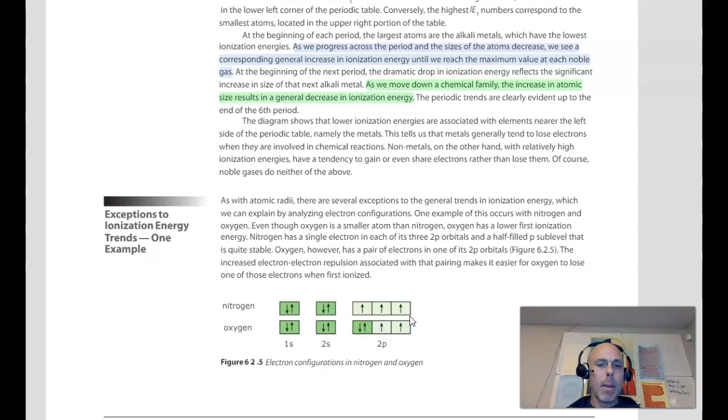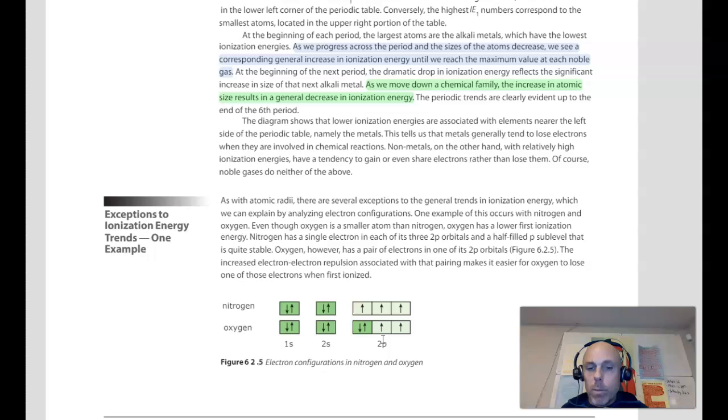It's pretty stable to have a half-full sublevel, to have electrons in their own orbital spread out. Oxygen, though, compared to nitrogen, has 2 electrons in the same orbital that are in a relatively confined space together and are exerting quite a bit of repulsive force on each other. That repulsive force that they're exerting on each other makes it more likely that one of those electrons could be removed from the atom.